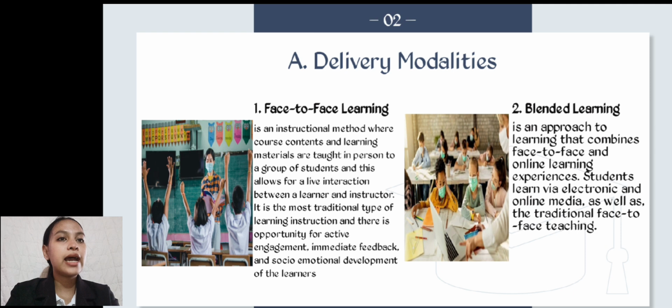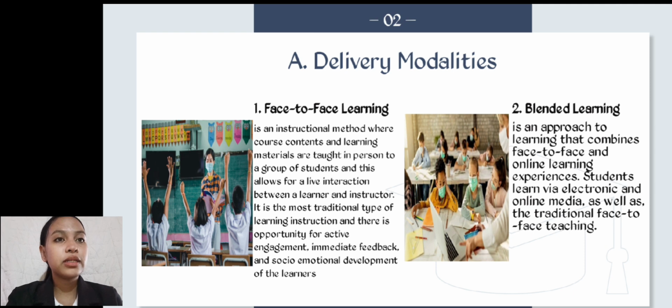Face-to-face learning is an instructional method where course contents and learning materials are taught in person to a group of students, and this allows for live interaction between a learner and instructor. It is the most traditional type of learning instruction, and there is opportunity for active engagement, immediate feedback, and social-emotional development of the learners. So face-to-face learning is the traditional method where students and teachers interact inside the classroom.